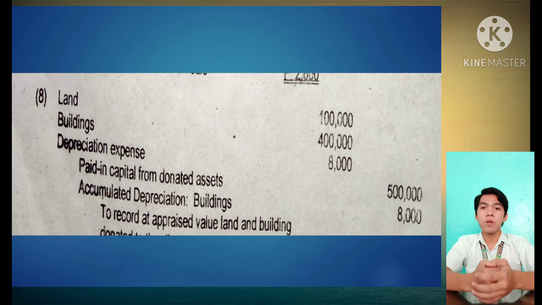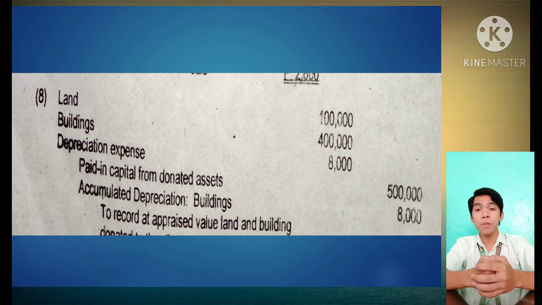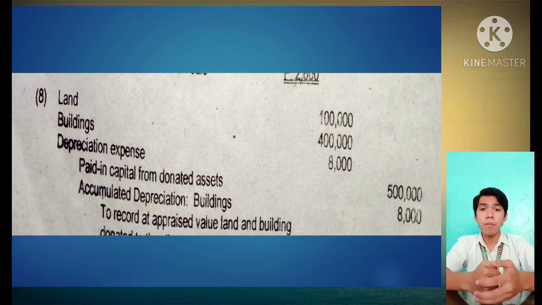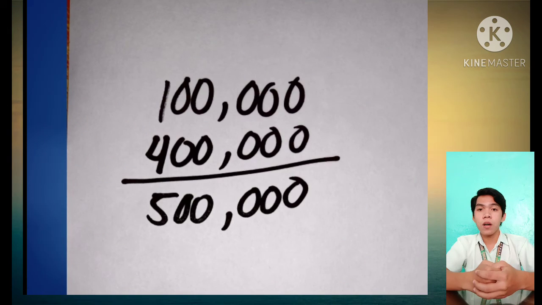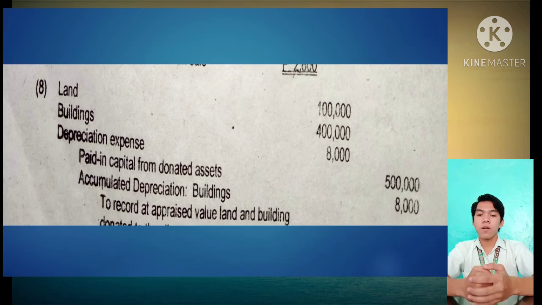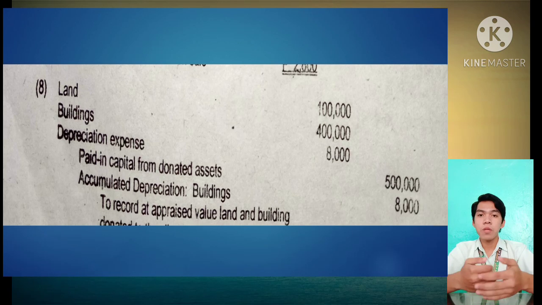For the last information, you have to record first in the debit account land for 100,000 and 400,000 for the building, and for the credit account, you have to record paid in capital, which is the addition of the said two amounts, which is 500,000, and also record depreciation expense for 8,000 and accumulated depreciation for 8,000.